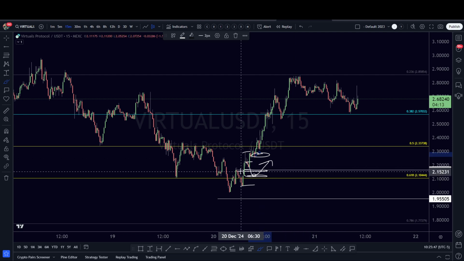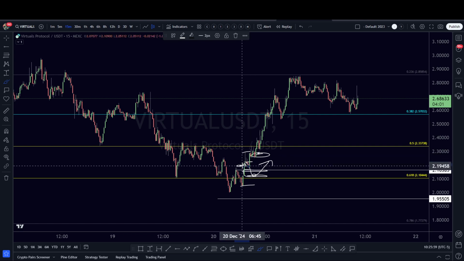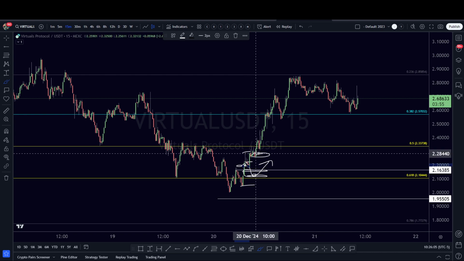Well, why did we enter here? One thing I love doing is giving you the whole thought process. The who, what, where, when, why. Why would we enter here, but not here? Well, the reason is we entered here because it broke this level. The candle closed above this level. However, we would not enter here if we just saw it.